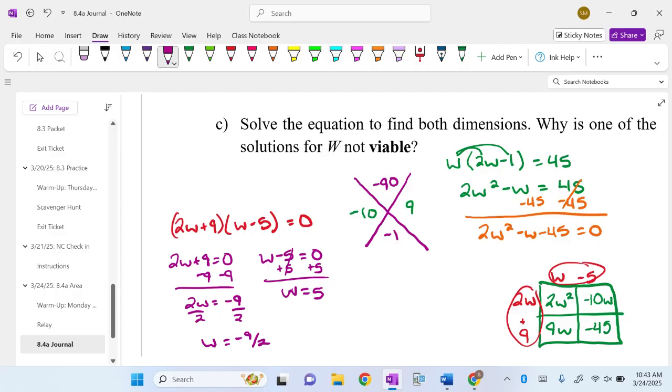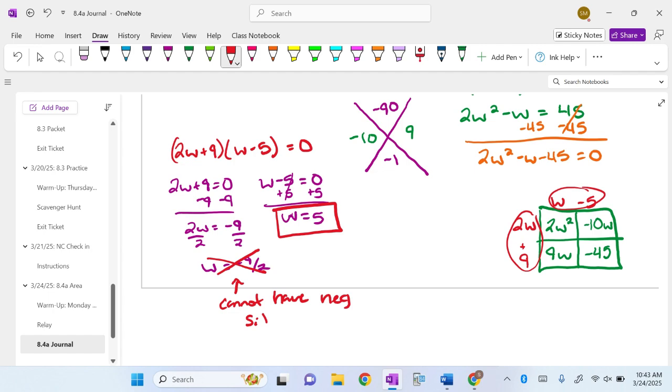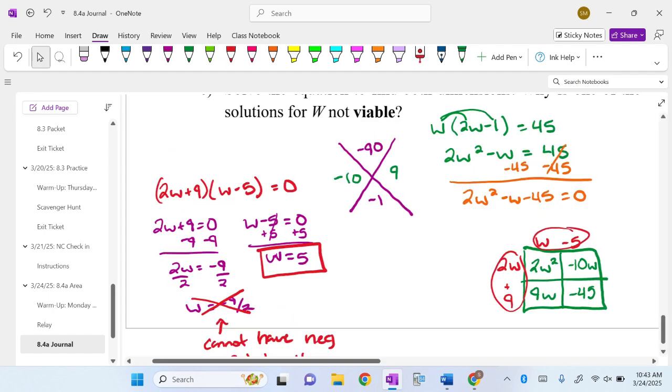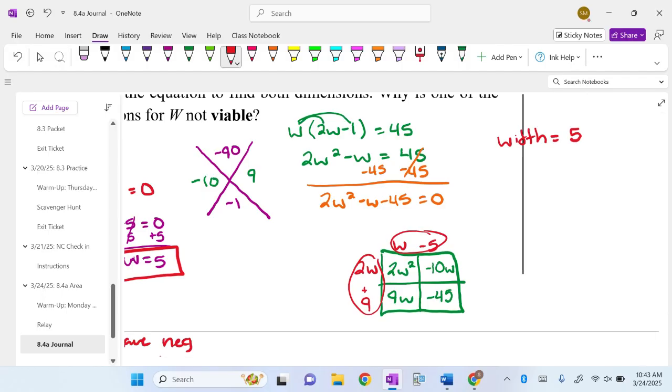So, based off of those two answers, which one's my correct one? 5. Why? Right. 5's our width because we cannot have a negative side length. So my width is 5. So I'm just going to write this off to the side. The width is equal to 5 what? What's my units? Inches, feet, meters, yards. What is it? Feet.